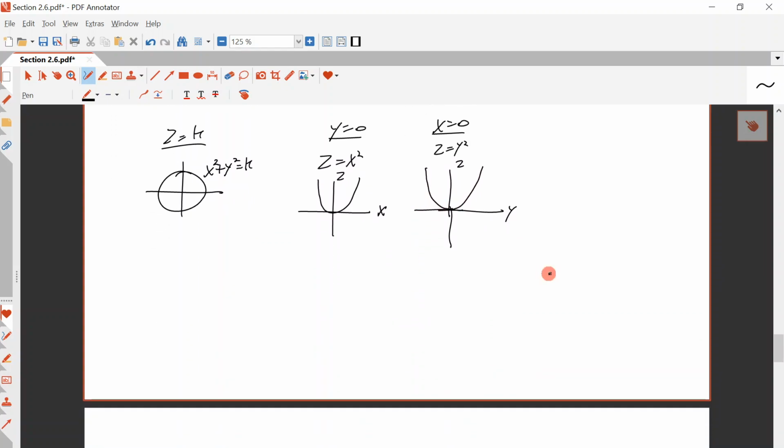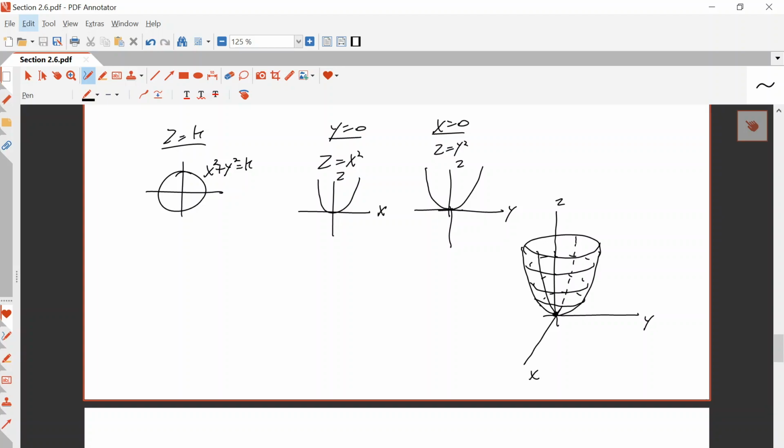So putting those together, what kind of picture do we have? x, y, z. Here's the yz plane. Make that parabola. Do the same thing in the xz plane. Make that parabola. Let's make that a little taller. And then fill in with circles. So instead of a cone, we have this thing called a paraboloid. So that's pretty neat.